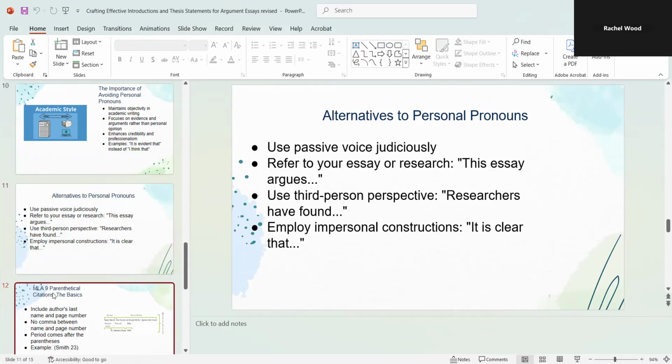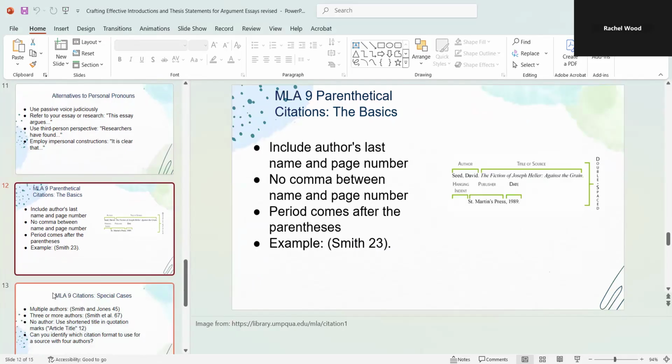That being said, going into MLA 9 parenthetical citations, the basics: you want to include the author's last name and page number in your parenthetical citation. We did some grammar practice on that a couple of weeks ago. There cannot be a comma between the name and the page number. Your period always comes after the parentheses. I've given you an example here, Smith 23.